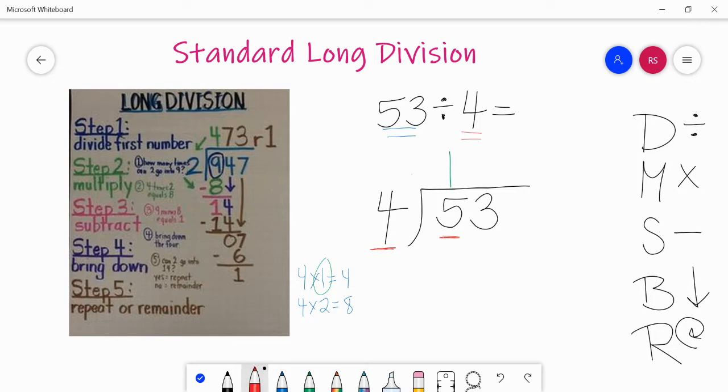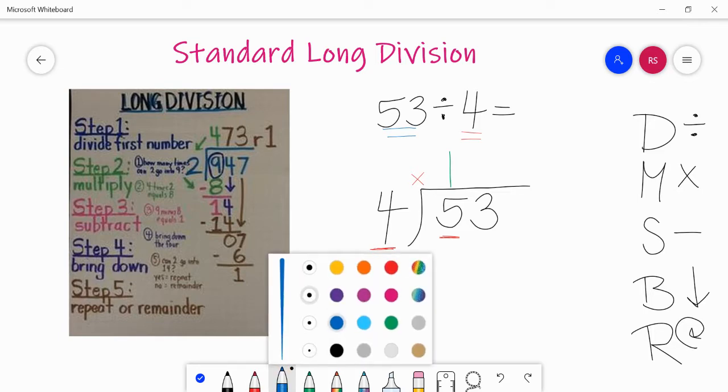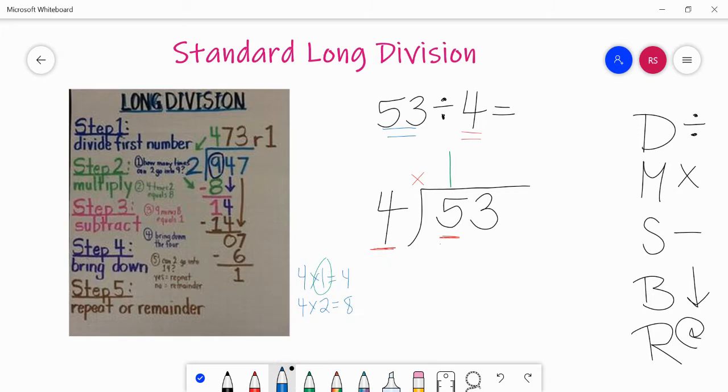And I'm going to multiply what I just brought up to the top, which is my 1, by my divisor 4. So I know that 1 times 4 or 4 times 1 is 4. So I'm going to go ahead and put a 4 right underneath this 5. Now I'm going to subtract. 5 minus 4 is 1. And before I bring down my next number, I tell my kids all the time, make sure that you check to make sure that this number that you got, this difference that you got, is smaller than your divisor.